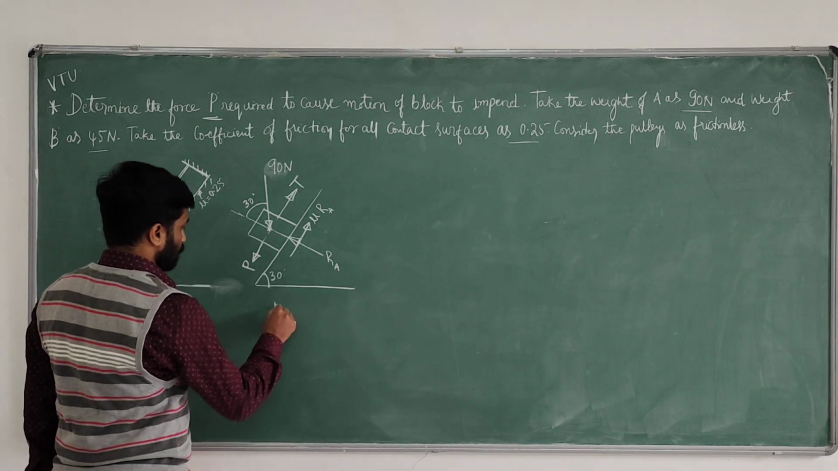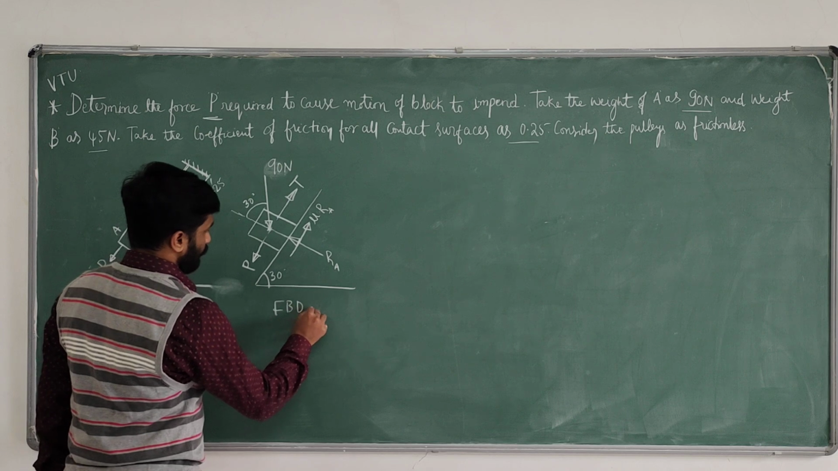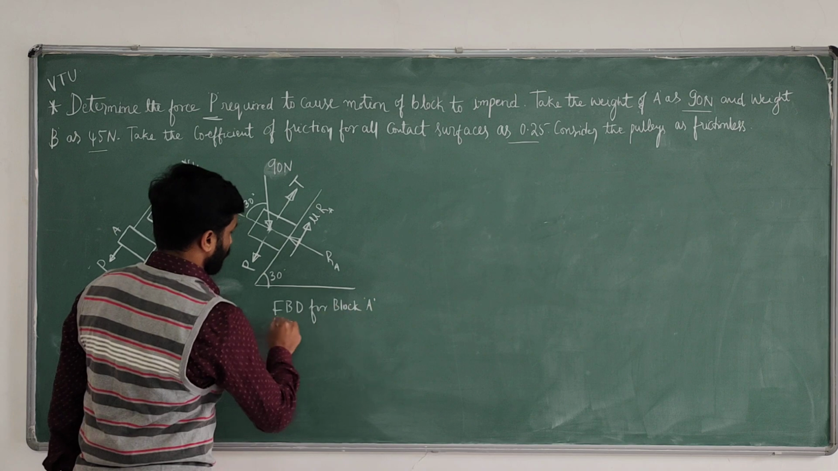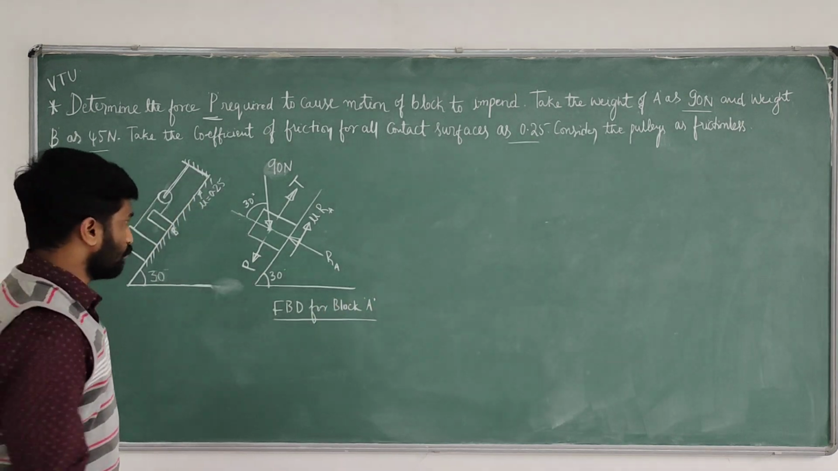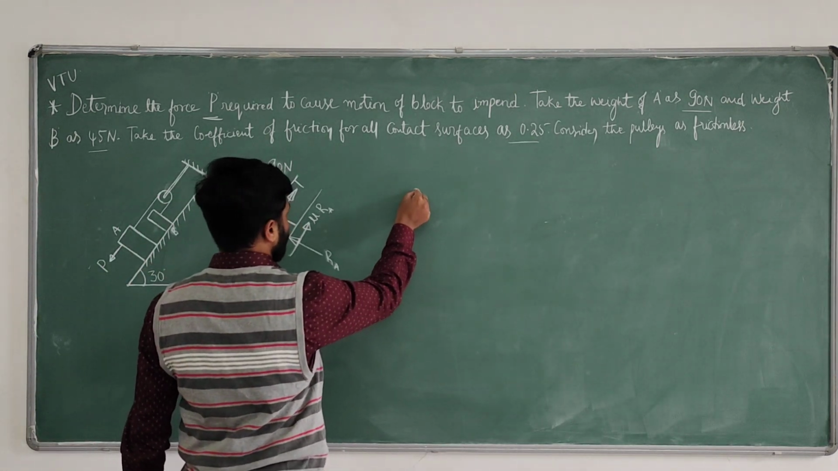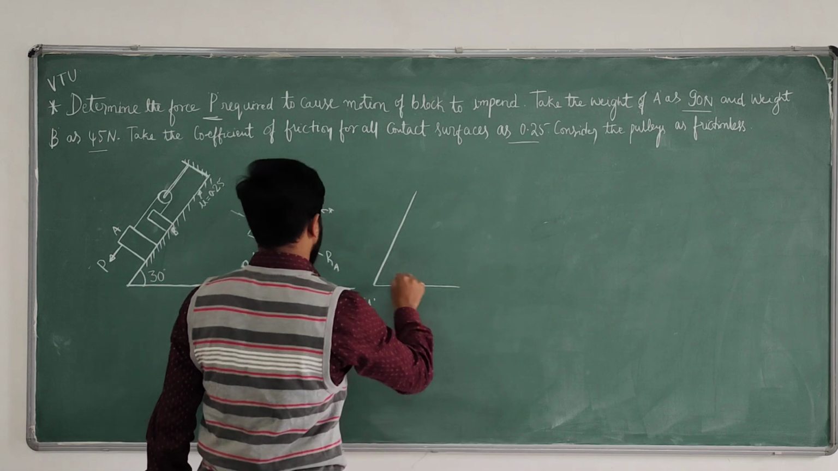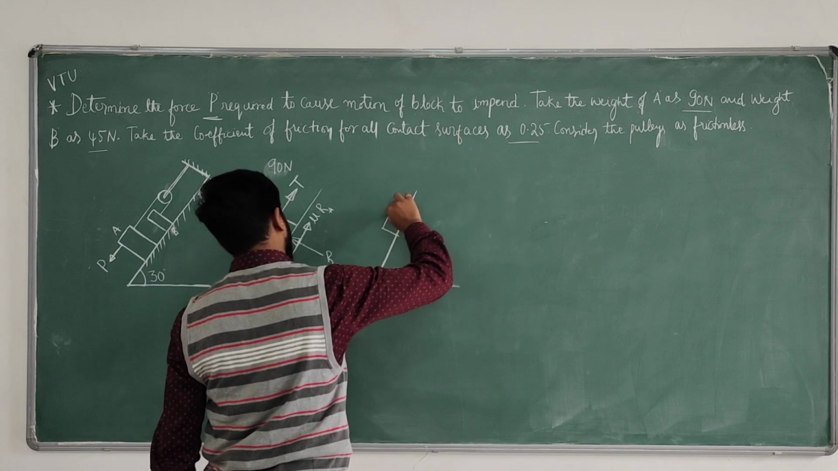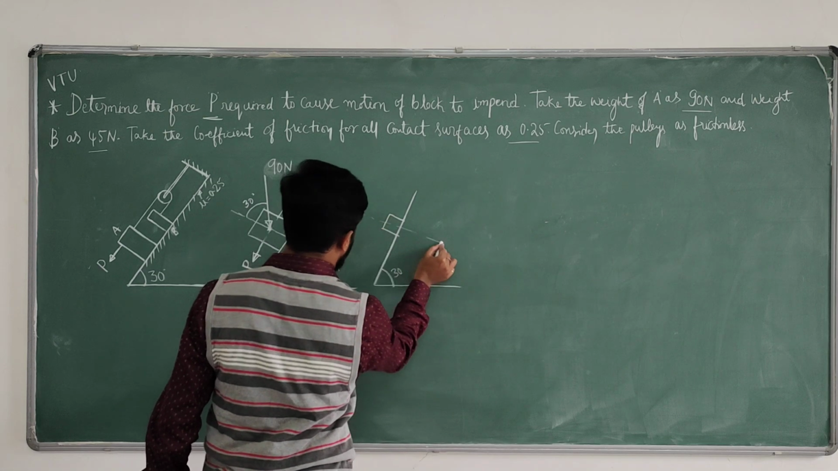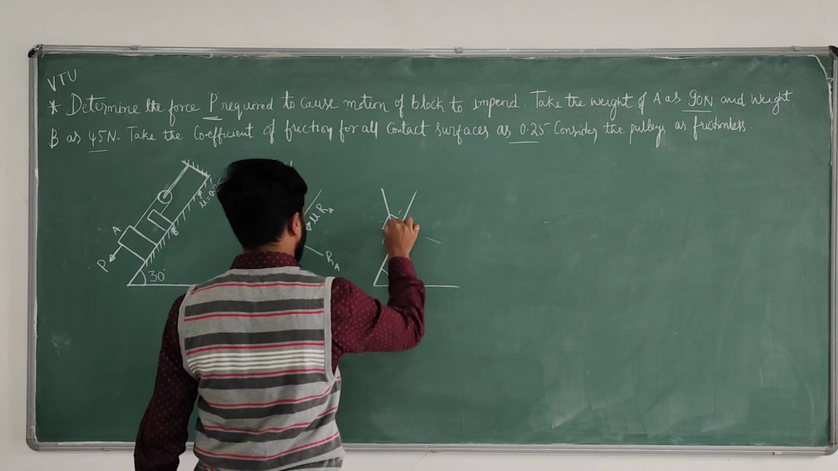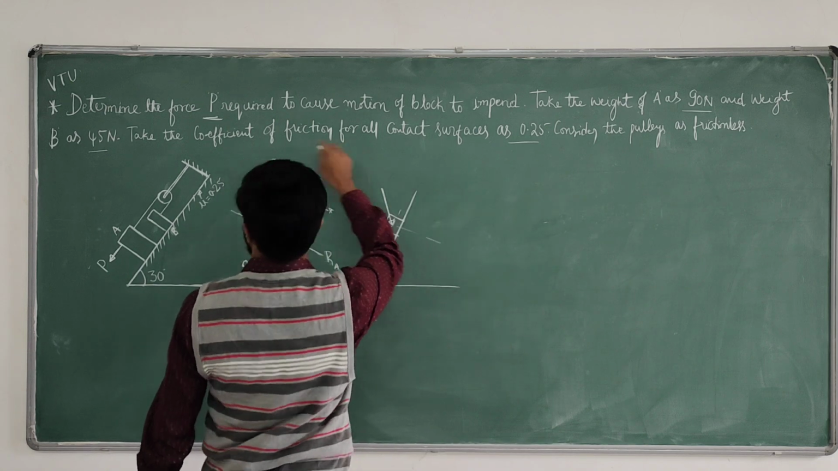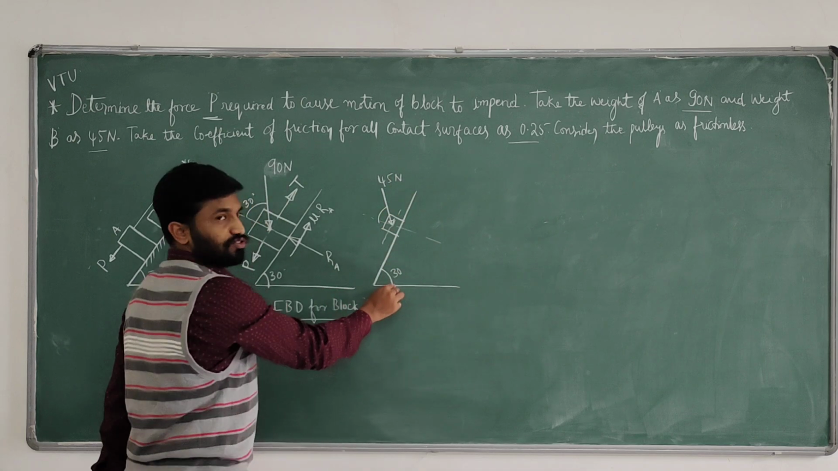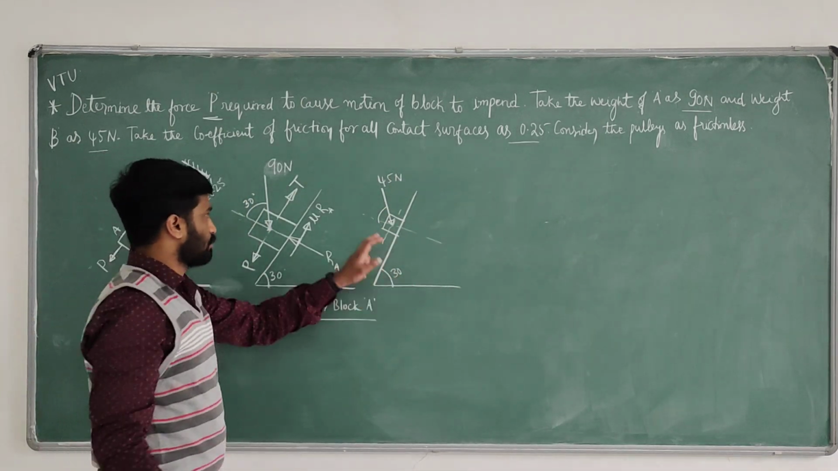FBD for block A. Similarly, I am going to draw the FBD for block B. Here we are having block B. The weight of block B is 45 Newton, and I am just using the same concept of angle of repose, 30 degree.